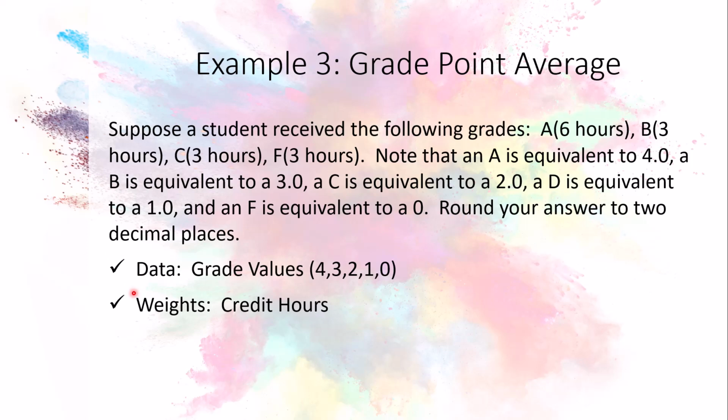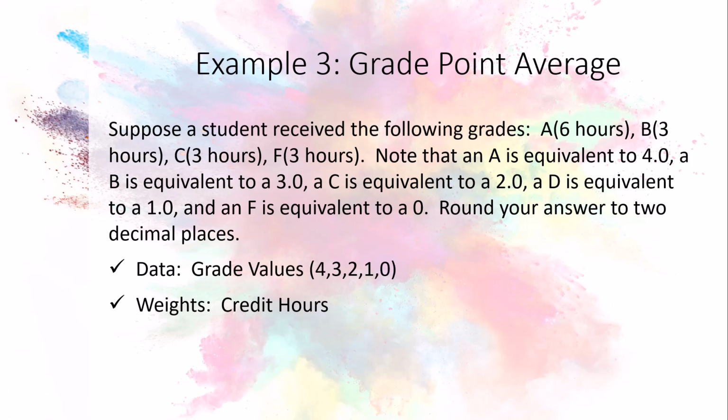Now the thing you need to understand is that the data is the grade value, not the credit hour, but the grade value. The weight is the credit hour. And it kind of makes sense because if you took 2 courses with an A, the A should have a higher weight than all the other courses. Okay, so to do this, let's just go ahead and create our magic table again.